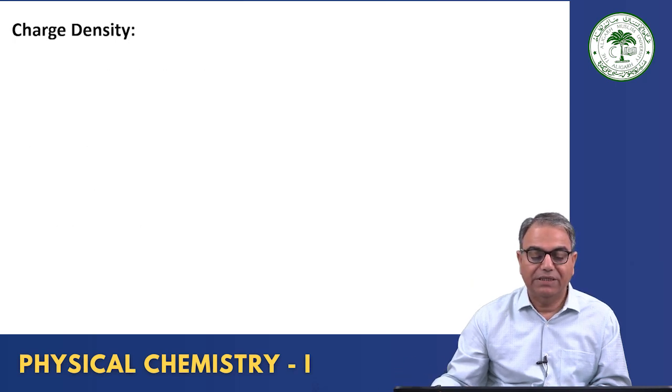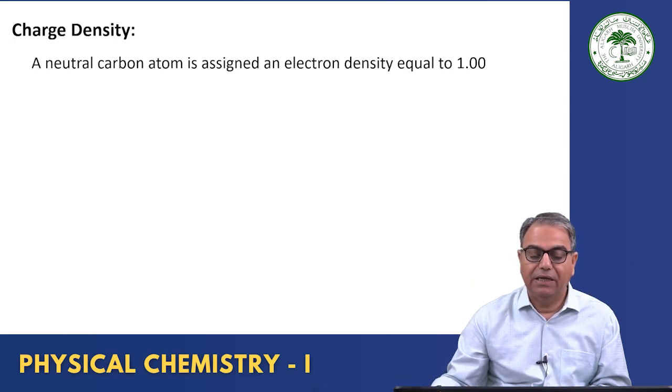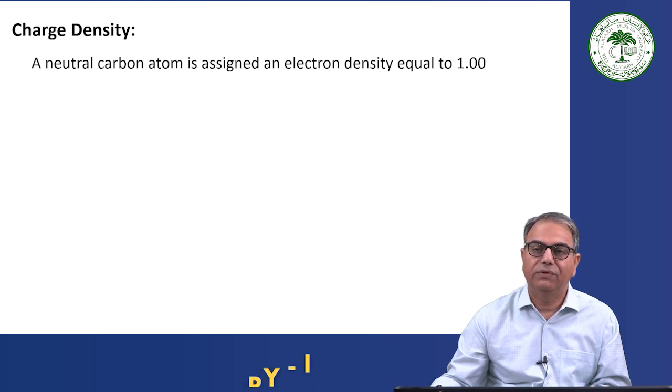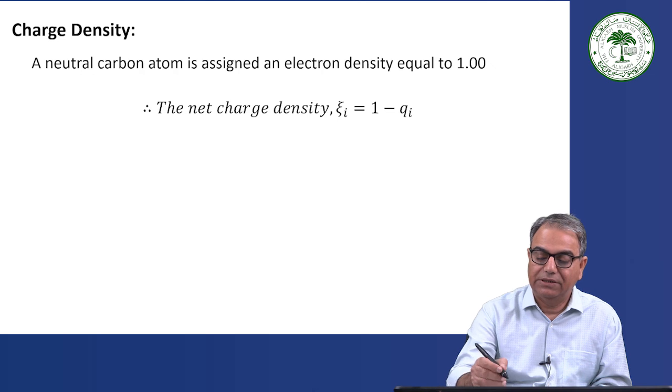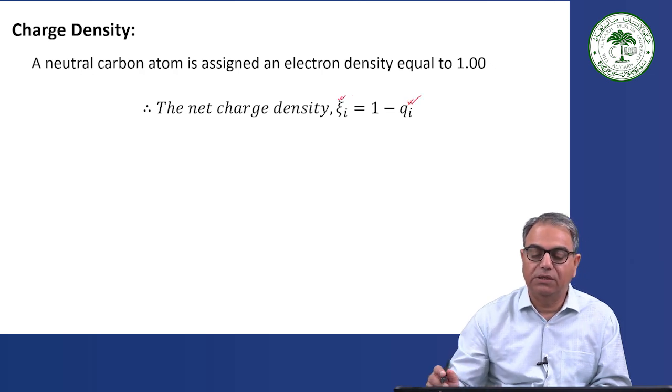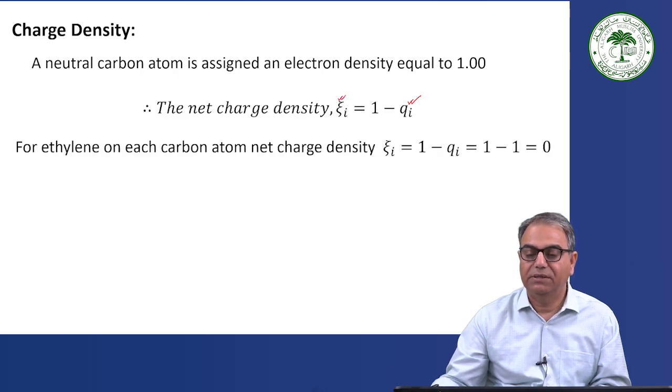Now, if you have to calculate charge density, then a neutral carbon atom is assigned an electron density equal to 1. So, if its electron density is equal to 1, the charge present is 0. So, the net charge density is 1 minus Qi, where Xi represents the charge density and Qi represents the electron density. So, electron density we have found equal to 1. So, at both carbon atoms the charge will be 0.